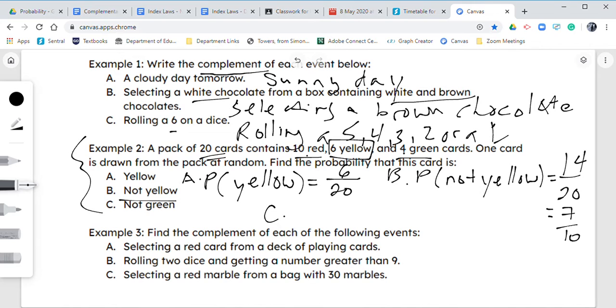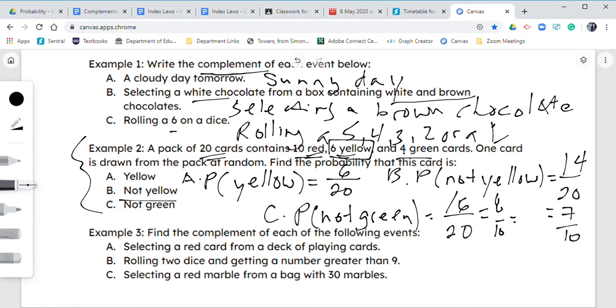If we go to C, we figure the probability of getting the complement of green, or not green. That would be still 20 total cards in the deck. Red and yellow are not green, so it's 10 plus 6. That's 16 out of 20, and I bet I could reduce that down to 8 out of 10, which are both even numbers, so I could reduce it again to 4 out of 5. Sorry if that's getting a little messy. And that would be the probability.